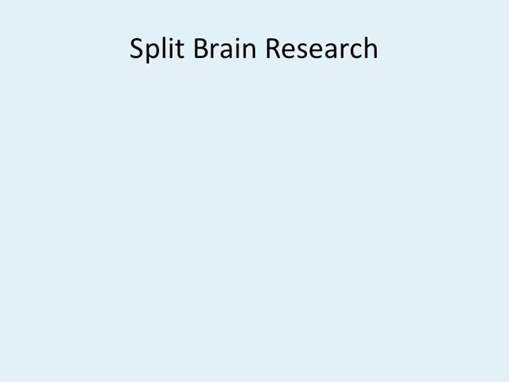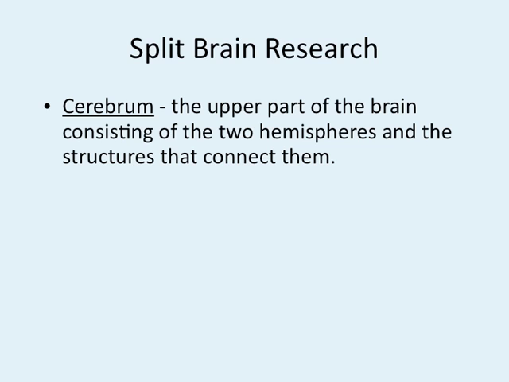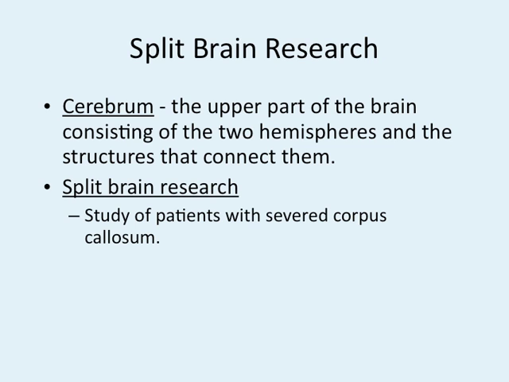Split brain research. When we use this, we're going to see and develop a lot more insight into how much of an influence the corpus callosum has on our functions. Now, the cerebrum is the upper part of the brain consisting of two hemispheres, and the structure that connects them is known as the corpus callosum. When we do split brain research, we study patients who have a severed corpus callosum.